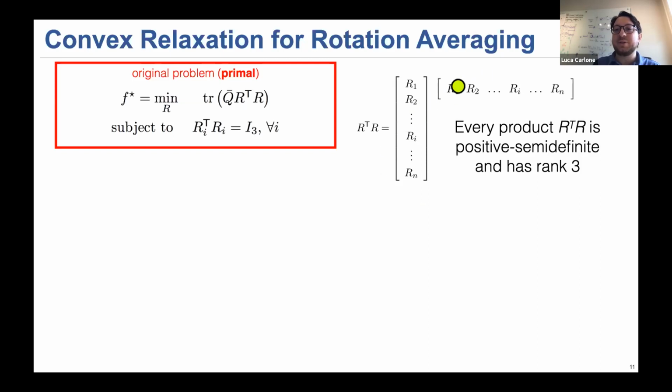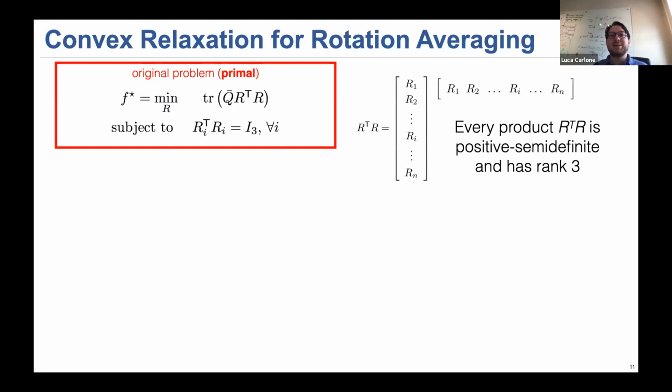And the basic observation is that R transpose R is a square matrix. After you do this multiplication, you get a square matrix. Moreover, being a multiplication of a matrix by itself, it will be positive semi-definite. We'll have all the eigenvalues larger or equal than 0. And also it will have rank 3, just because it's the product of 3 by 3n matrices.